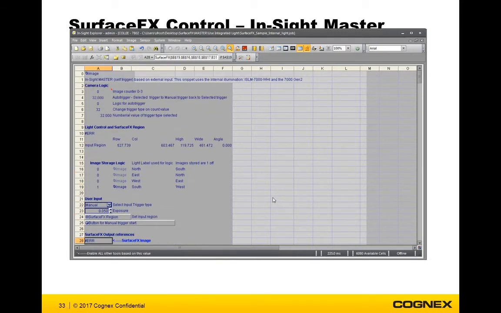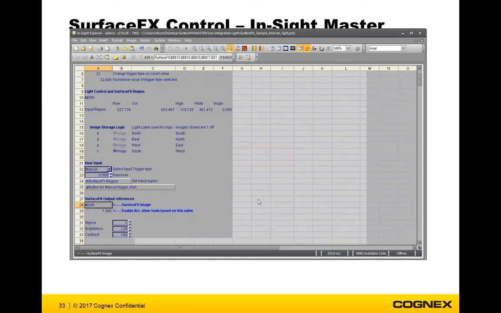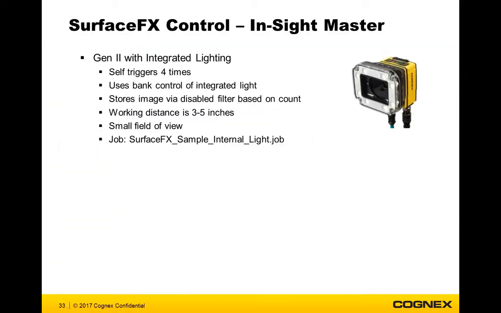Okay. So again, this is Insight Master, which is self-trigger, based on an external input. Again, this is your photo eye, your button, your PLC, whatever you want. Something just to tell it to go. And the snippet will internally trigger itself. It will internally turn on each bank of that integrated light, and it will save each image based upon what number in the sequence it is, and it will send that to SurfaceFX. So there's the magic of the Generation 2 with the integrated light SurfaceFX.